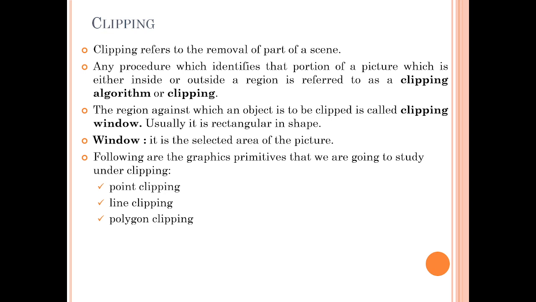Okay, any procedure which identifies that portion of a picture which is either inside or outside a region is referred to as a clipping algorithm or clipping. The region against which an object is to be clipped is called the clipping window. Objects outside the window are clipped. Usually it is rectangular in shape.